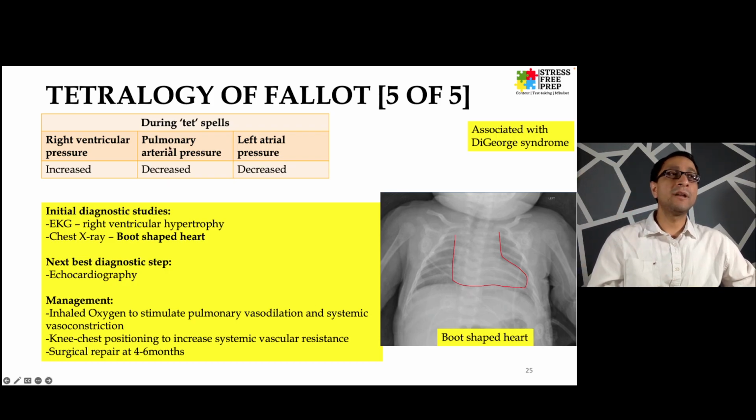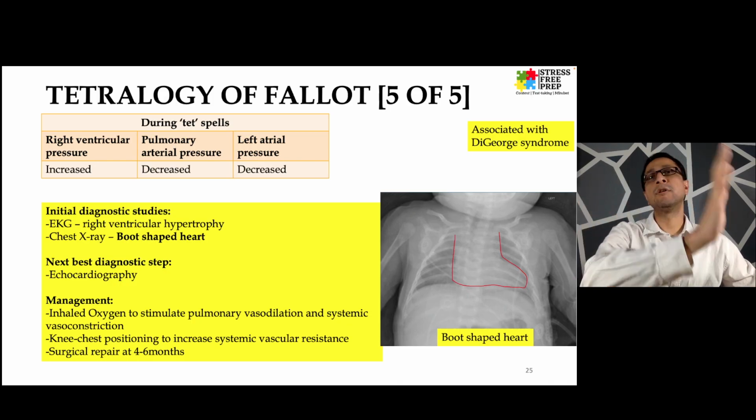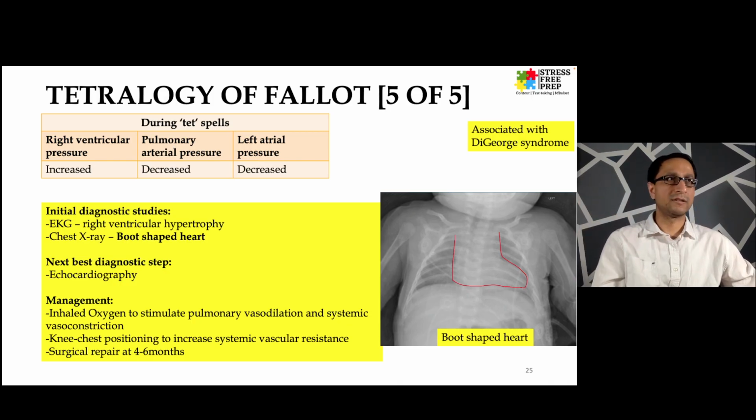The pulmonary artery pressure is decreased. And again, this is the overall pulmonary pressure. And then the left atrial pressure is also decreased because there is no blood flow in that area. So pulmonary artery pressure is decreased and the left atrial pressure is decreased because the blood is not really able to reach those areas.